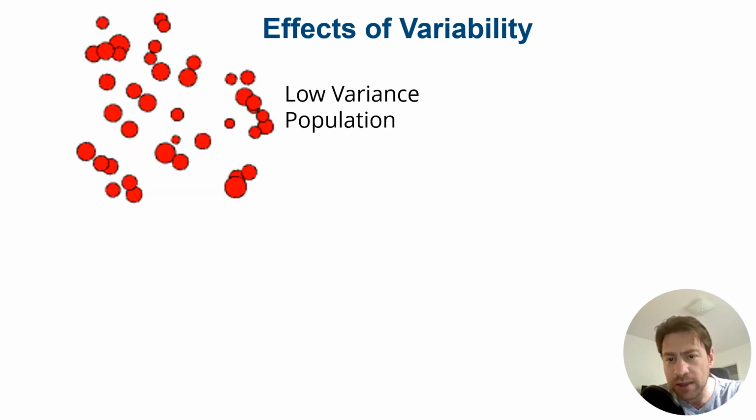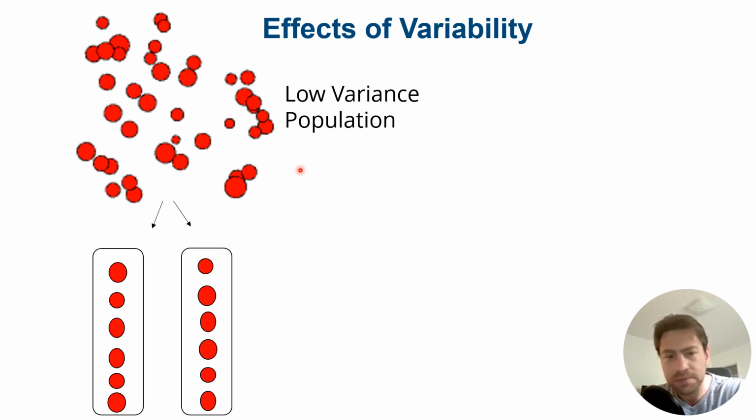All right, so let's consider the following example. Suppose you have a low variance population, and let's say you take a sample from that population, and suppose you break that sample up into 2 conditions. So treatment condition 1 and treatment condition 2. And they're both pretty similar and both have low variance in terms of the size of these dots. And now let's say that treatments 1 and 2 are different drugs designed to increase the size of the dots. Okay, and you're going to compare the effects of these drugs.